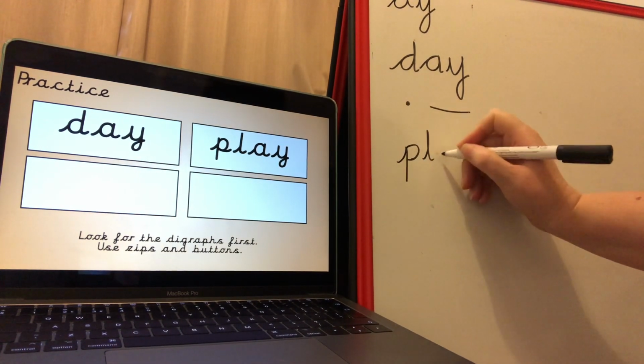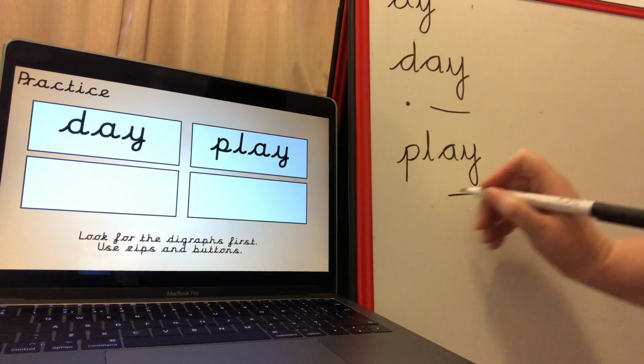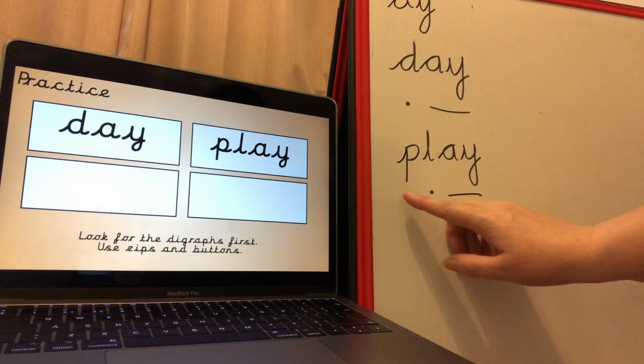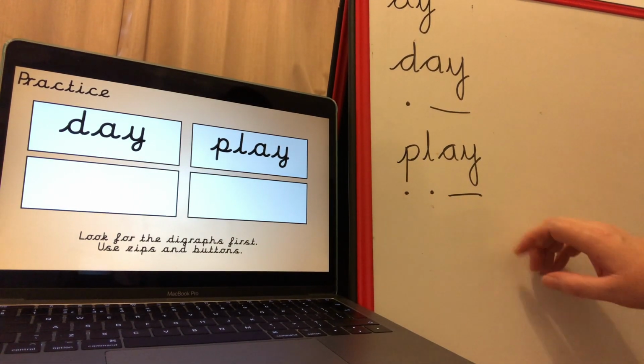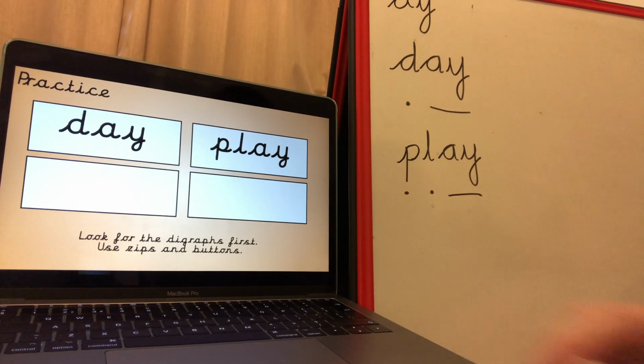And the next word. Again, I'm going to put it on my board. I'm going to have a look for the new digraph. There it is. And can you segment and blend this one with me? Play, play, play.